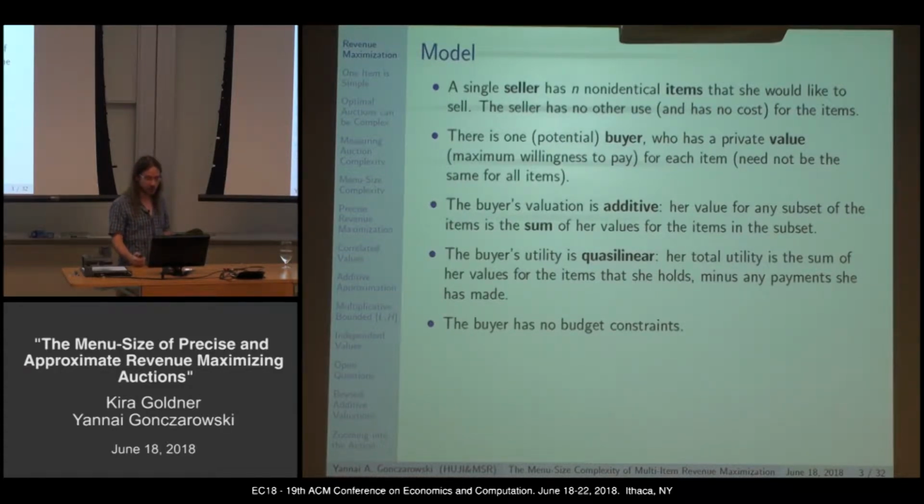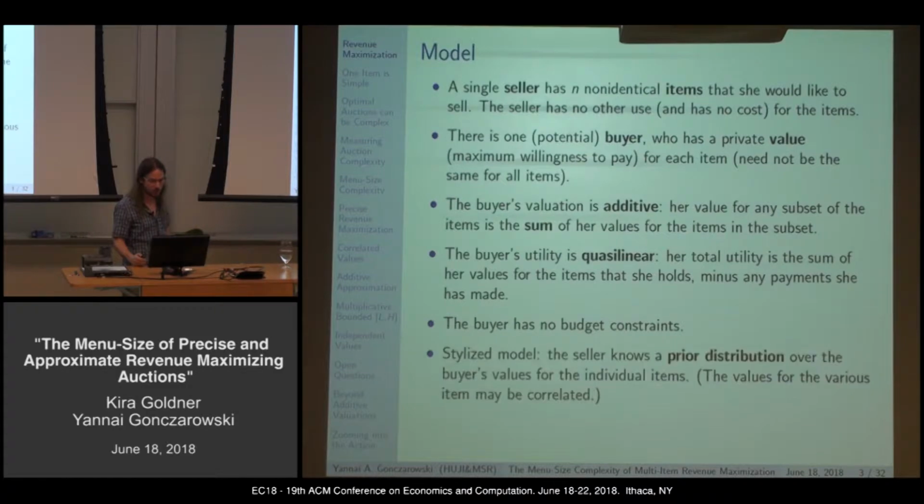The buyer's utility is quasi-linear in the sense that her total utility is the sum of her values for the items that she holds minus whatever she's paid. So if I get both of these for $4, then my utility is 5 minus 4 equals 1. And the buyer has no budget constraints whatsoever. Really a simple model.